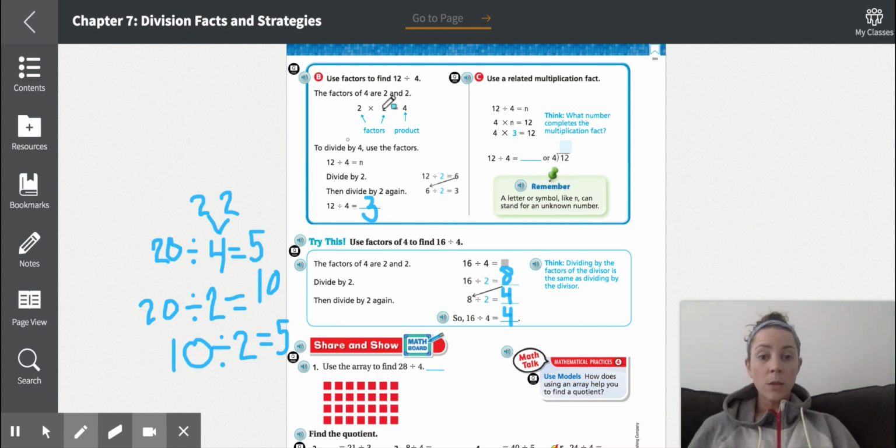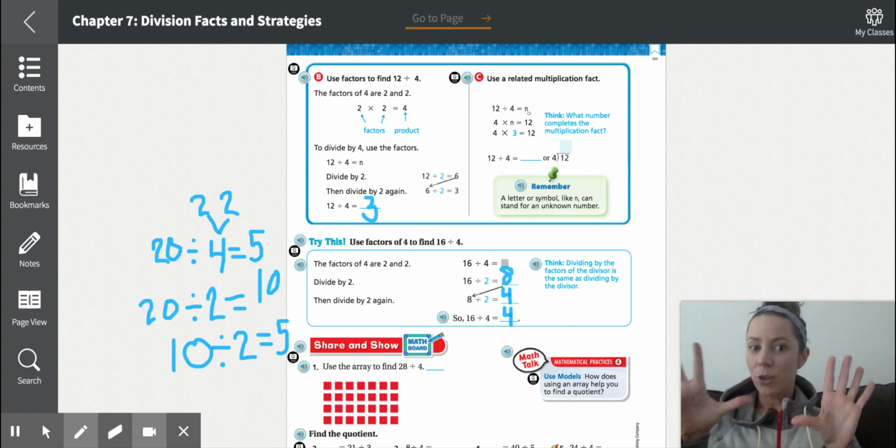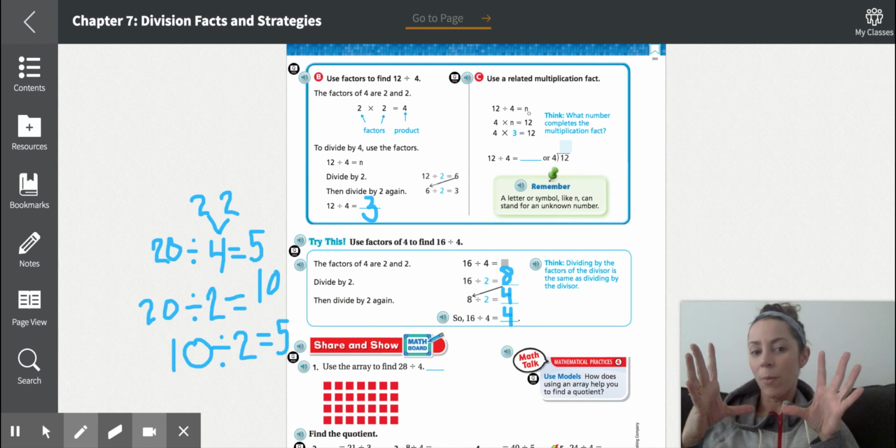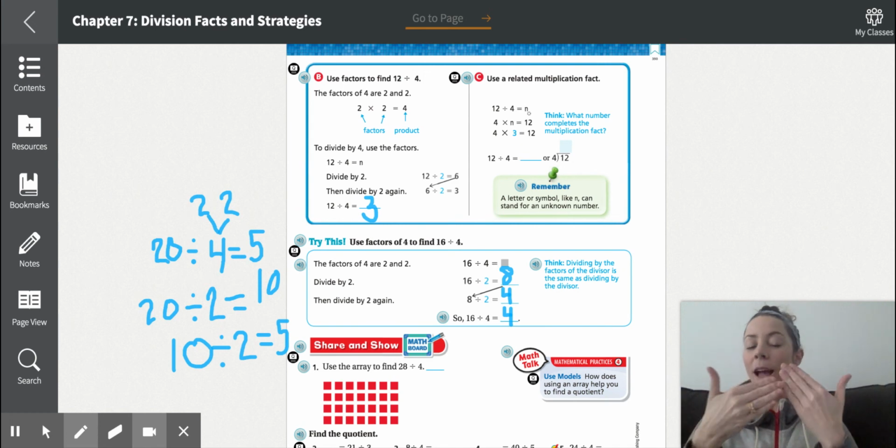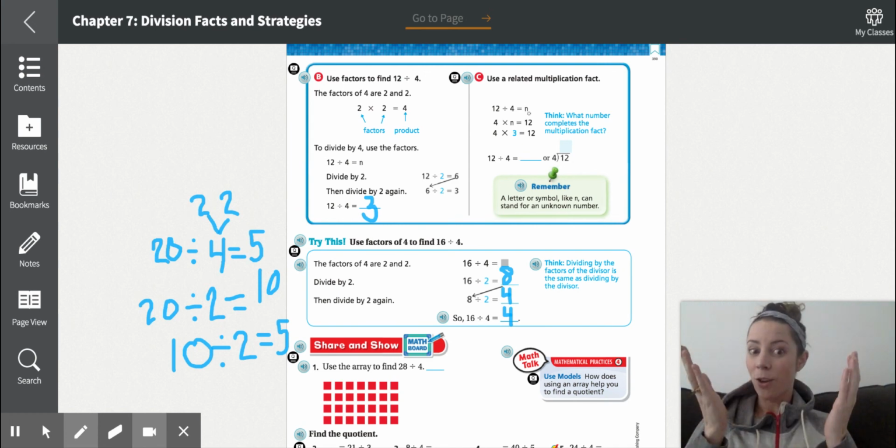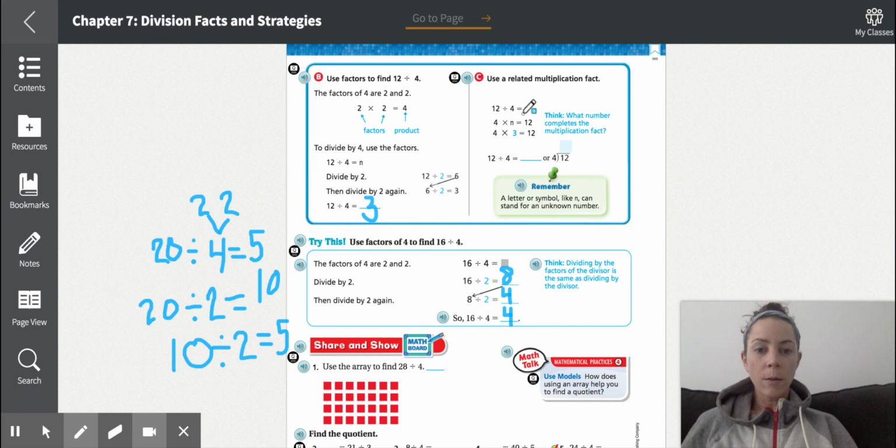All right, so let's go back up to this C now. It says use a related multiplication fact. Okay, and this is a strategy we've learned before. So if I'm trying 12 divided by 4 equals n, remember, whenever you see a letter in an equation, it just means it's a mystery number. We don't know what the number actually is, but there's something hiding under that letter that we have to solve. Okay, so 12 divided by 4 equals n.